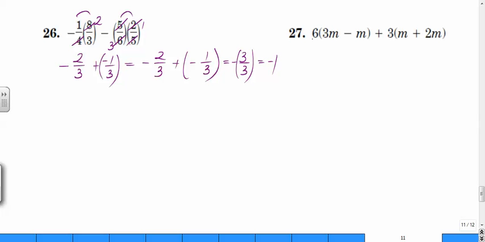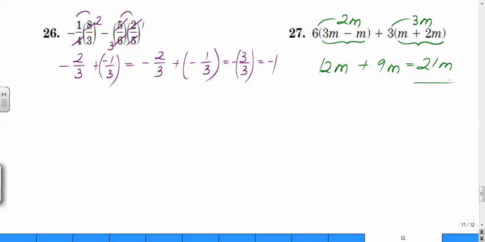Problem number 27. 6 times 3m minus m. Well, let's do the parentheses first. This gives you 2m, right? This one gives you 3m. So here I have 6 times 2m, which is 12m, plus 3 times 3m, 9m. m plus m will give me 2m. 12 plus 9 will be 21m. Okay?